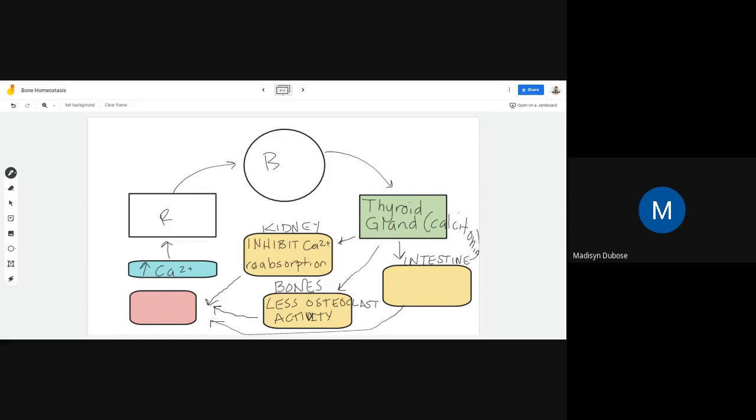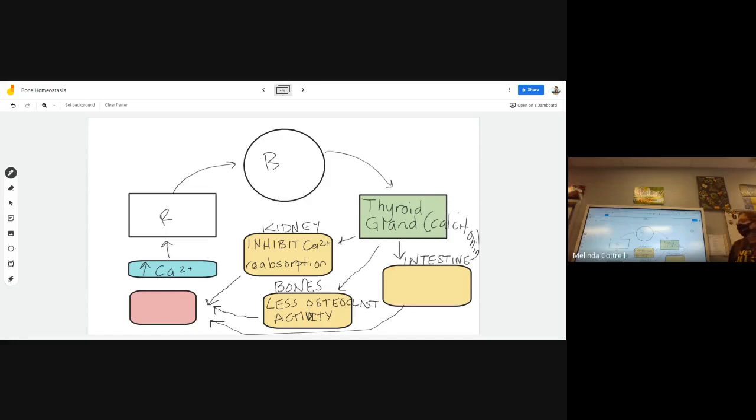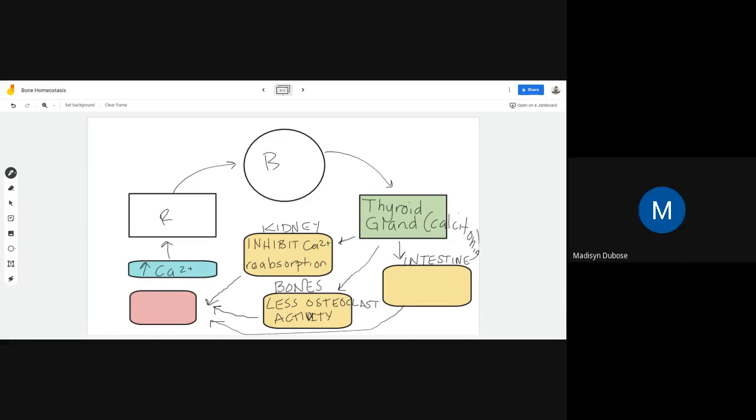I think I missed it, but what is this example that you're doing? This one is if the calcium levels are high in the blood. Okay, thank you. You're welcome.